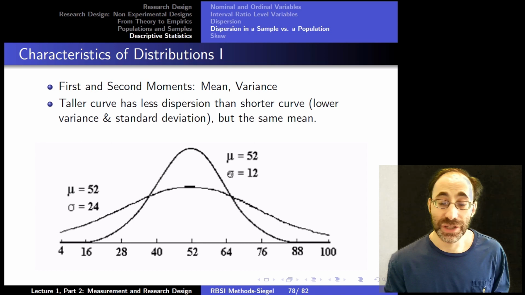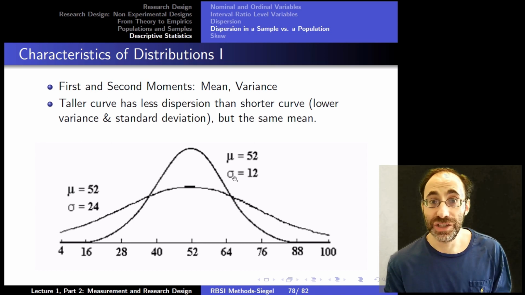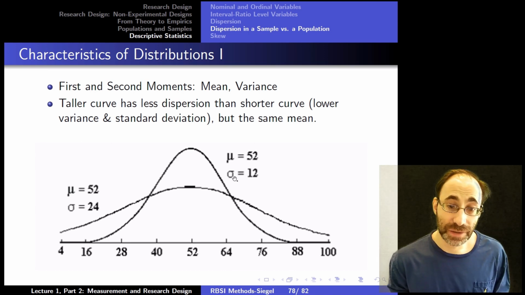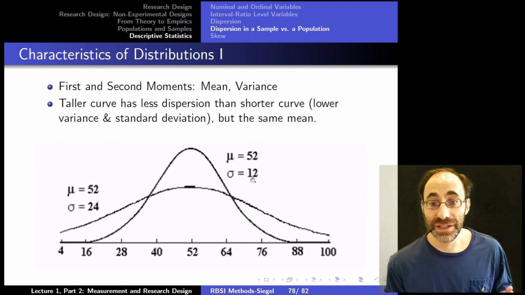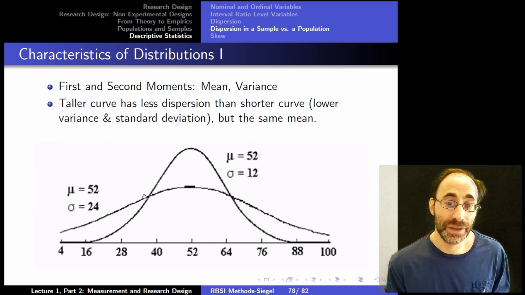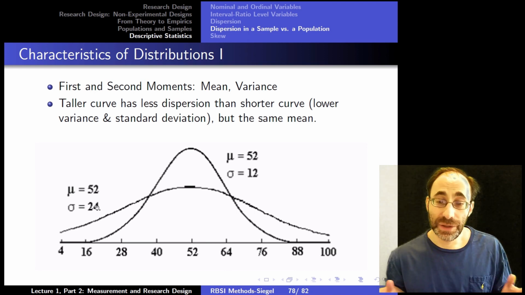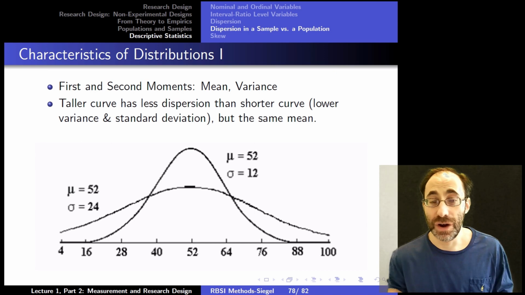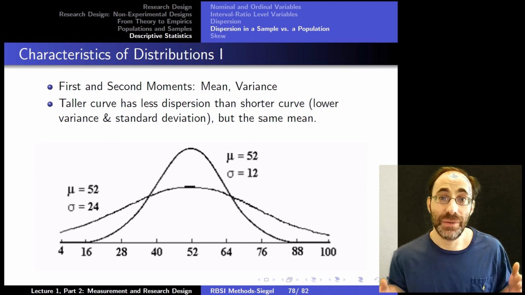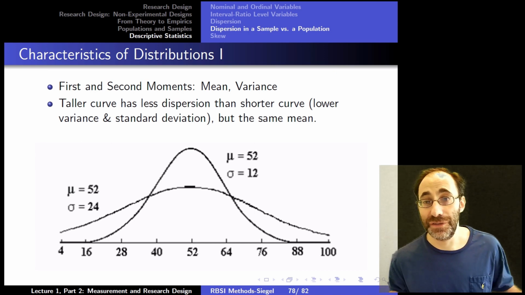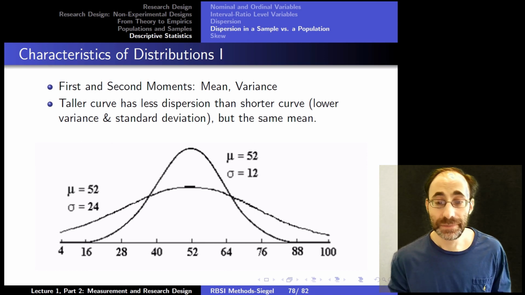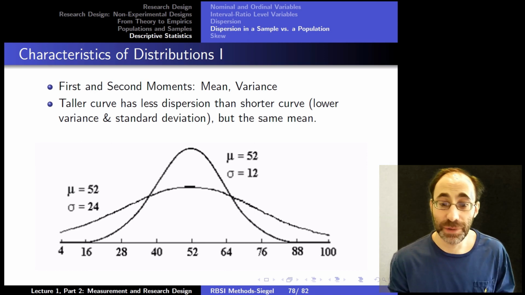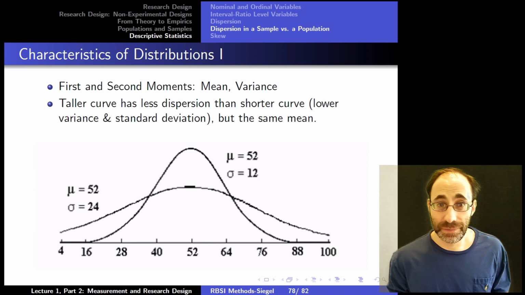We calculate that using the variance and the standard deviation of the distribution. The higher distribution has a standard deviation of 12. The lower one, twice that, at 24. The bigger the standard deviation, the wider the distribution, and the more likely you are to see, randomly, values far away from the mean in either direction. So these are important characteristics of distributions. They're not the only ones, though.